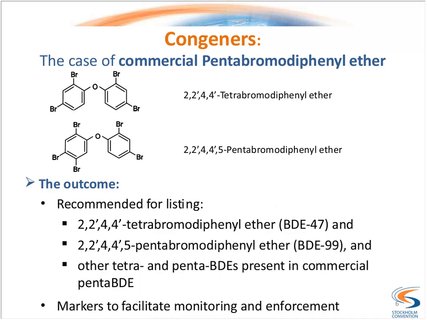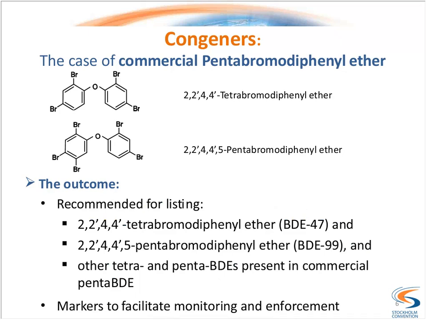The outcome for listing then was an interesting discussion, when you have the 2,2',4,4', which is called BDE 47 for simplification reasons, and the penta, and we have looked at them before, the BDE 99, were recommended for listing. The question was, what was with the other tetrabromodiphenyl ether, with the 3,5,3',5', and so on.